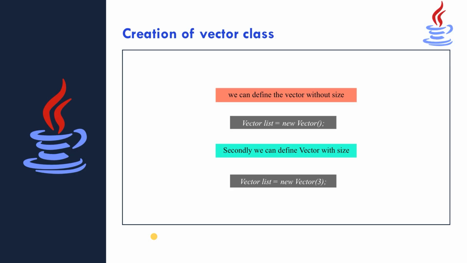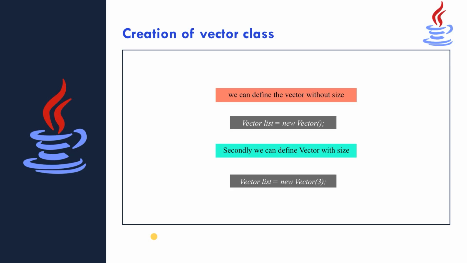The Vector class can be used to create a generic dynamic array that can hold objects of any type and any number. That means a vector is a generic dynamic array, whereas in an array we cannot use data elements dynamically.